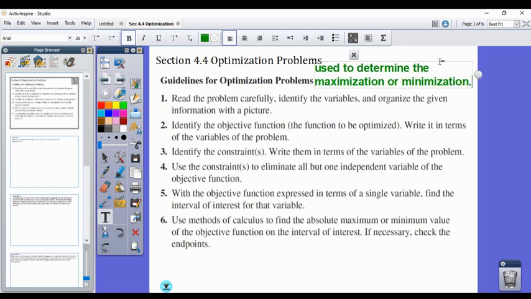Okay. All right. So these are word problems, and they do take a little bit of time to get used to how they all work. So what you want to do is make sure you read the problem very carefully, identify any of your variables, and organize the given information with a picture. You're then going to identify the objective function. So this is our function that we are going to optimize, and you're going to write it in terms of the variables listed in the problem. You're going to identify any constraints. These are factors that affect the problem.